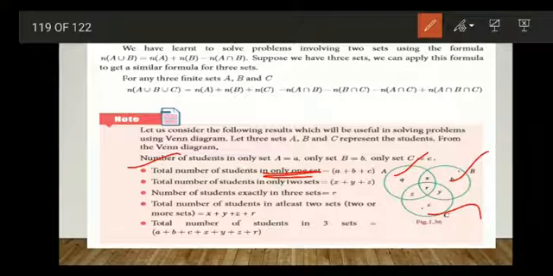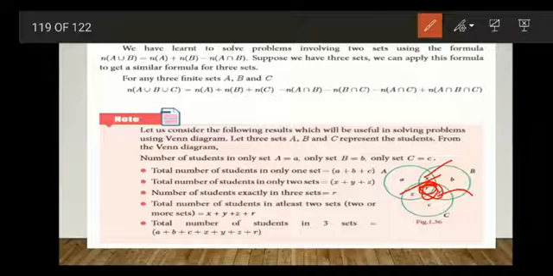So what will be the total number of students in only two sets? X is in A and B, Y is in A and C. Sorry, Z is in A and C, Y is in A and B. So the number of students in only two sets is X plus Y plus Z. Number of students in exactly three sets: that is common between A, B and C. How many students are in that portion? The common portion R. So the number of students in exactly three sets is R.